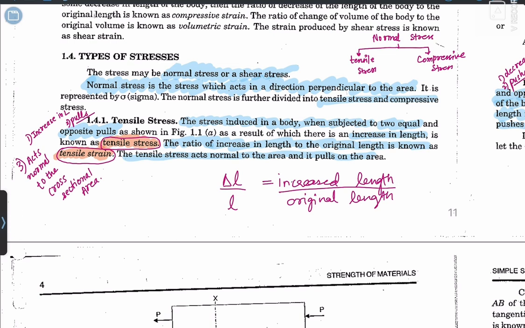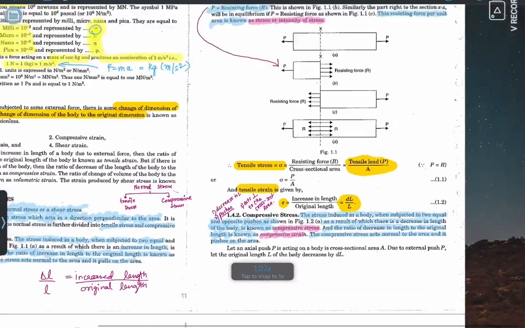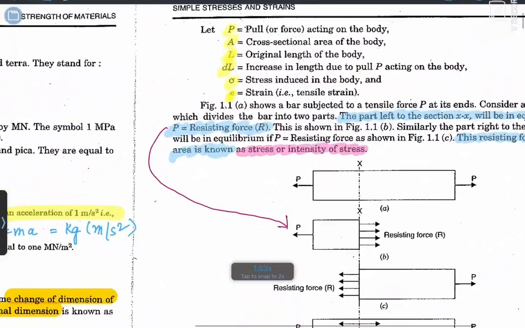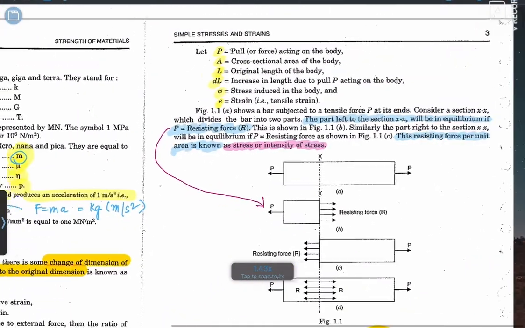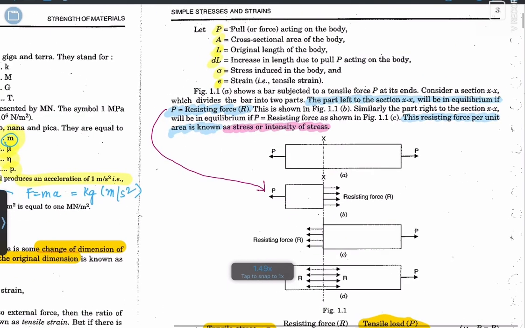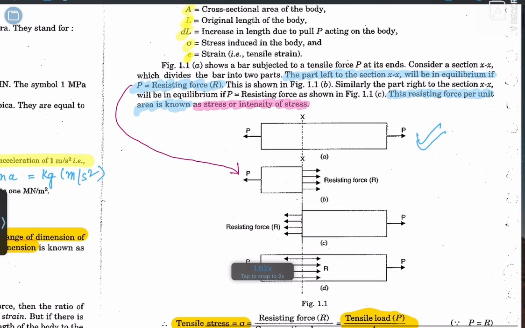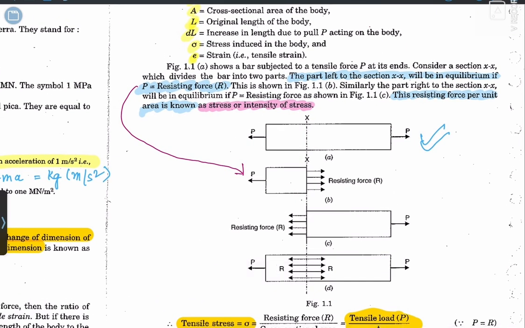Okay, the increase in length acts normal to the cross sectional area. Delta L upon L is the increased length upon the original length. Okay, next is the formula. Formula is written here. We'll see. Okay, so this bar is getting pulled. This bar is getting pulled by a load P from both the sides.